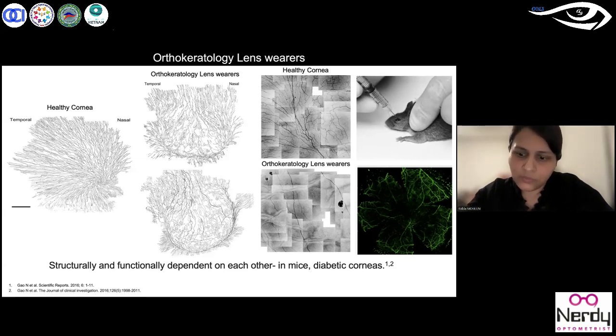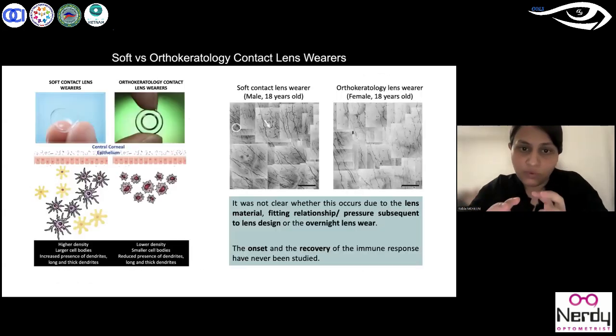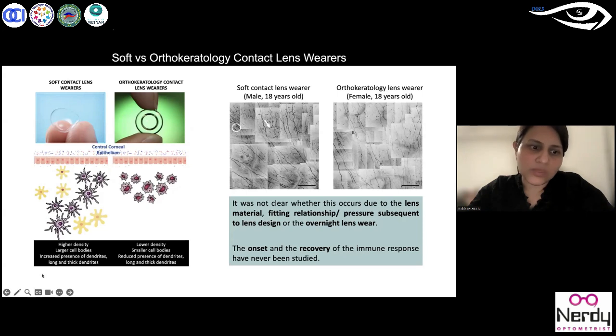So then again, we moved to another study. As I mentioned, we were interested in the status of immune cells in people who are wearing contact lenses for many years. I will not go into detail of this study, but I will just share the results. This was a cross-sectional study in which we recruited 18 soft contact lens wearers, 18 orthokeratology lens wearers and 18 controls. And we observed that in soft contact lens wear, there is immune activation in which we observe higher density, larger cell bodies, and the immune response was activated.